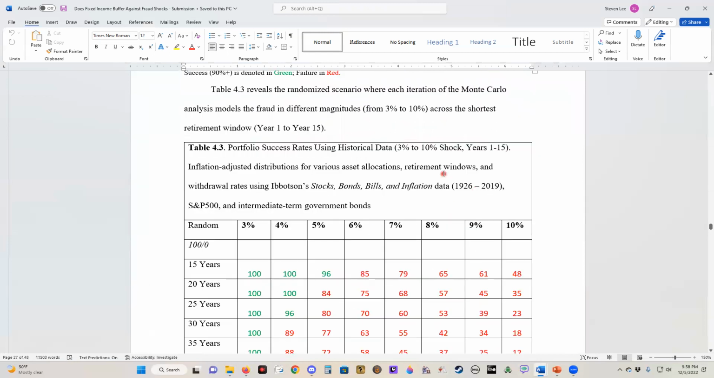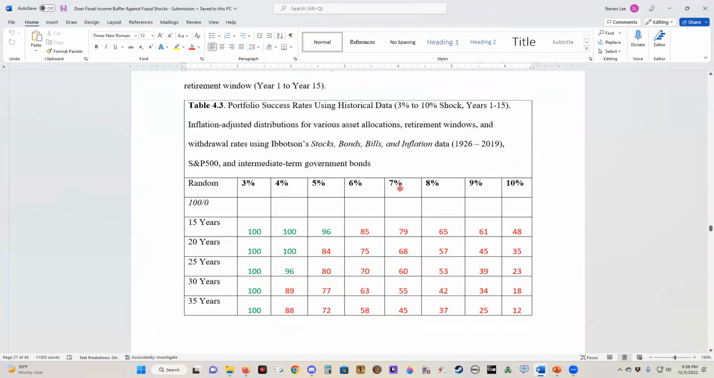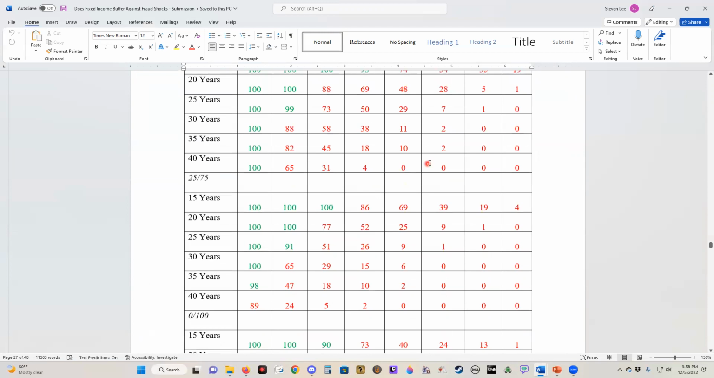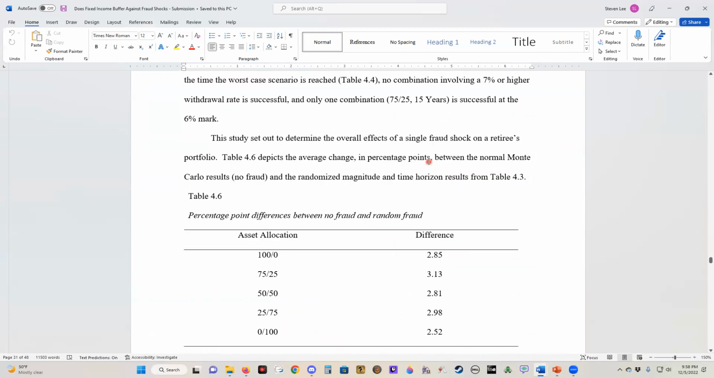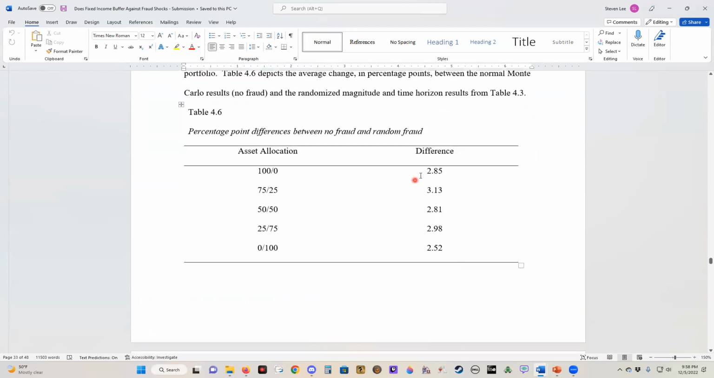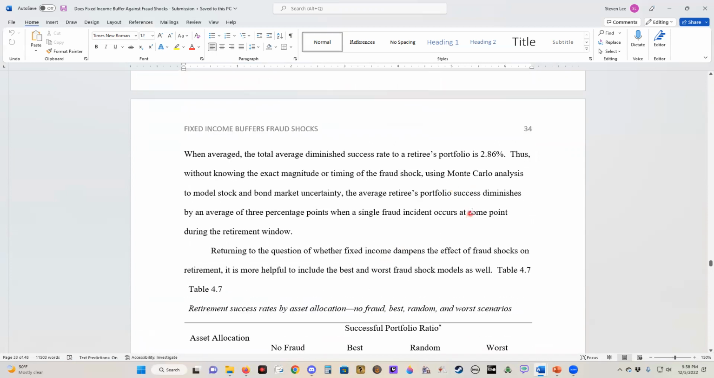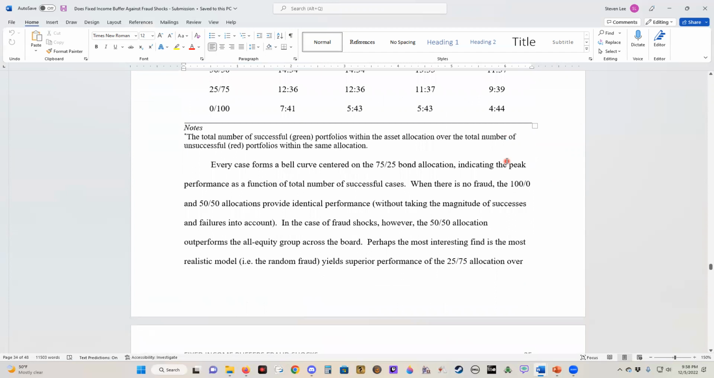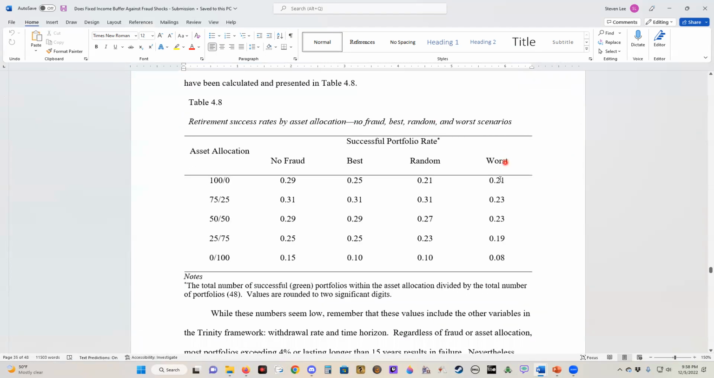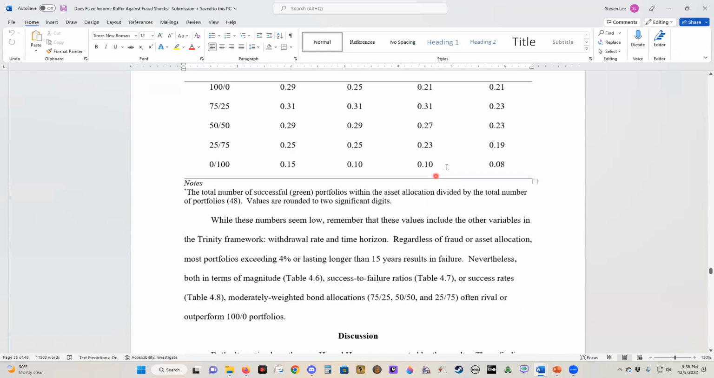The key results here were specifically, so I go through all my tables, and then what I did is I looked at the difference across asset allocations. Yeah, I looked at the differences. Right, I put all this stuff in there.